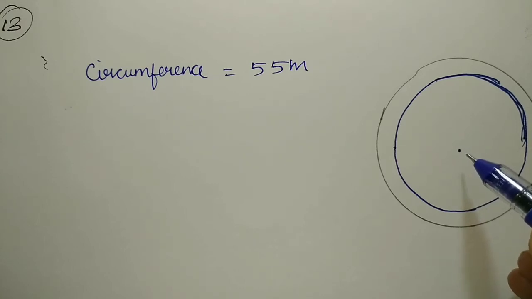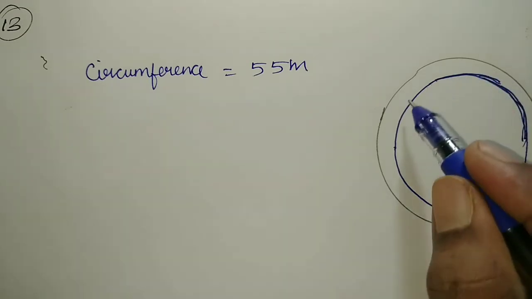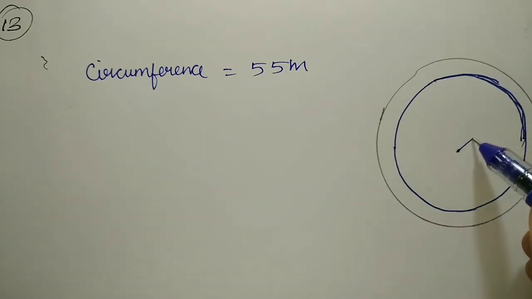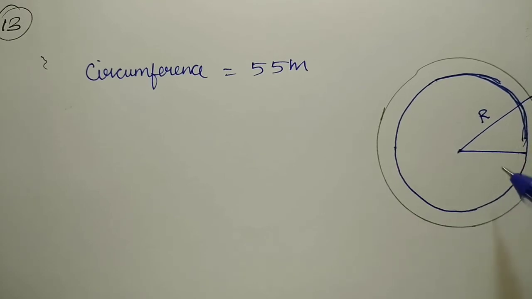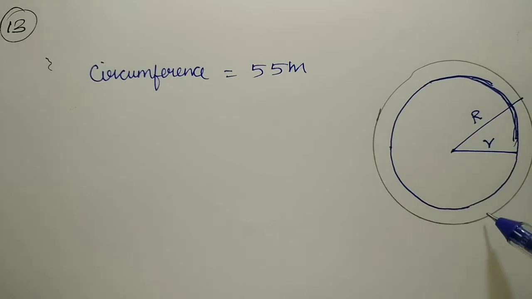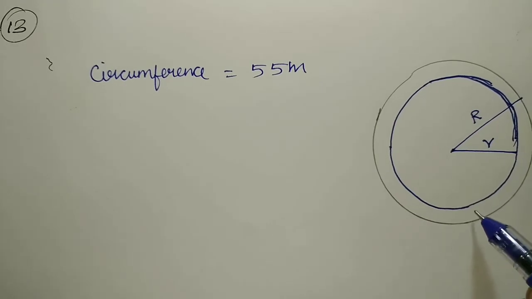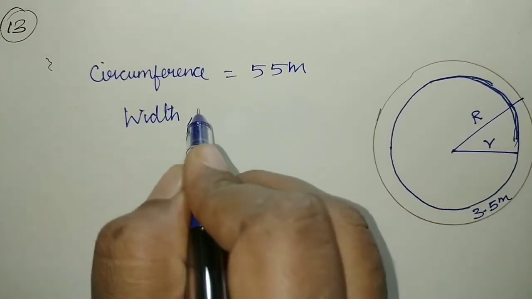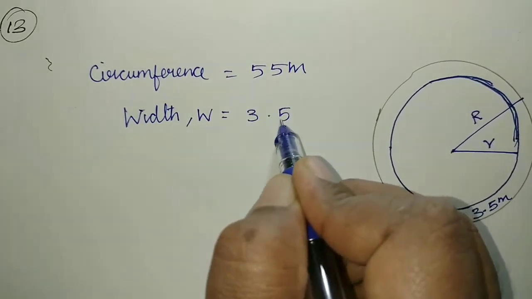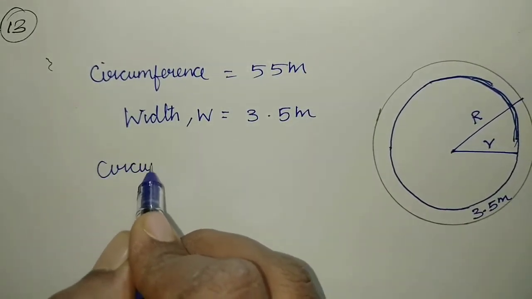So there are two circles, right? A given circular park surrounded by a path of uniform width. There is a circular path. So let the outer circle have the radius capital R, and the circle that is inside have the radius small r. The place between them is the width. In a circle we always call it width. What is the width given? 3.5 meter. W is equal to 3.5 meter.